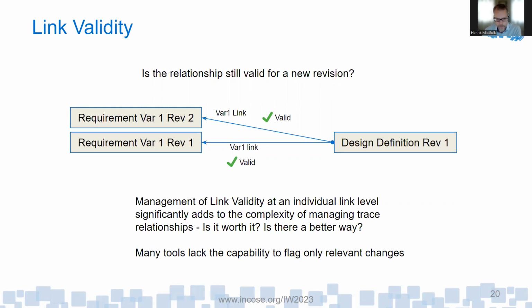We see some tools that are smarter now, and they start to implement capabilities where they can actually look at a subset of the attributes to check off validity. So that's an improvement for sure. That's a good direction in my opinion.